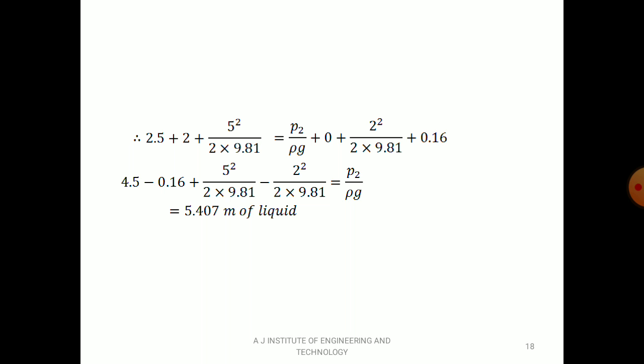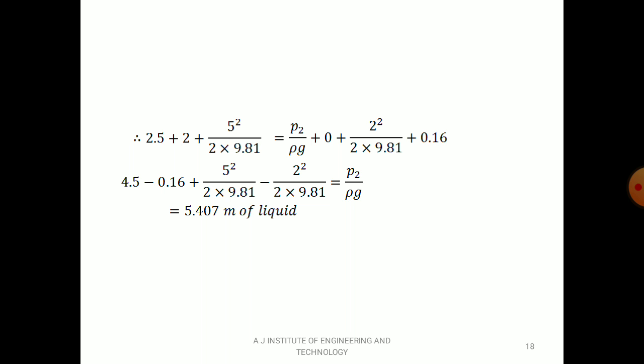So the velocity head at section 2 is 2 square divided by 2 into 9.81, plus 0.16, the head loss. Upon rearrangement, 2.5 plus 2 is 4.5. Taking 0.16 to the other side, it becomes minus. So 4.5 minus 0.16 plus 5 square divided by 2 into 9.81 minus 2 square divided by 2 into 9.81 is equal to P2 by rho g. You can simplify 5 square minus 2 square divided by 2 into 9.81. So I get the value of P2 by rho g as 5.407 meter of liquid.